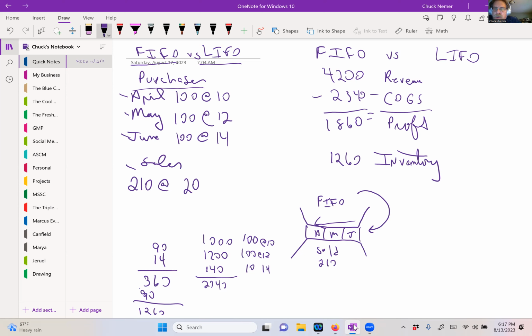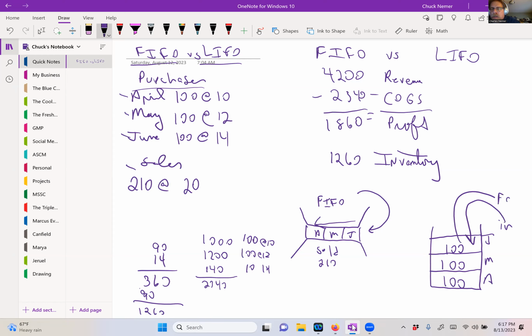Okay. Now let's look at LIFO. The last ones in are the first ones out. So from a picture standpoint, I'm going to draw like a glass here and think of each layer of inventory. April, May, June. Visually, it reminds me of layers of colored sand that you might see in a bottle. We bought 100 in April, 100 in May, 100 for June, sold 210. So the last ones coming in are the first ones out.